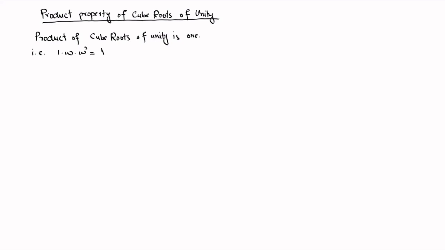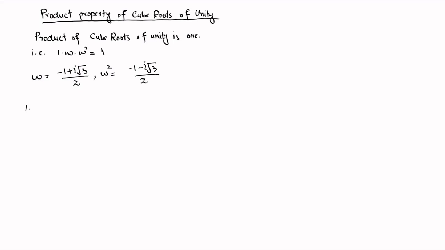In this session we are going to solve the product property of cube roots of unity, which is: the product of cube roots of unity is 1, i.e. 1 multiplied with omega square is equal to 1. As we know that omega is equal to minus 1 plus iota square root 3 divided by 2, and omega square is equal to minus 1 minus iota square root 3 divided by 2.